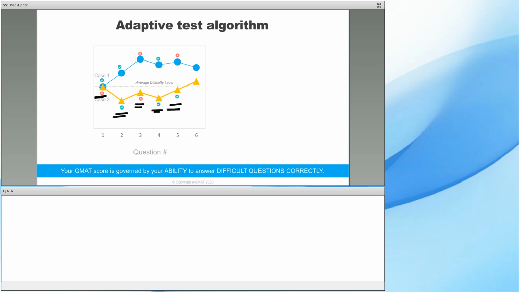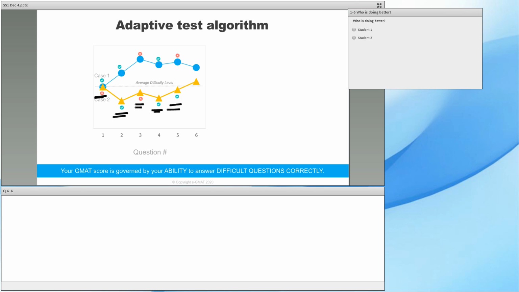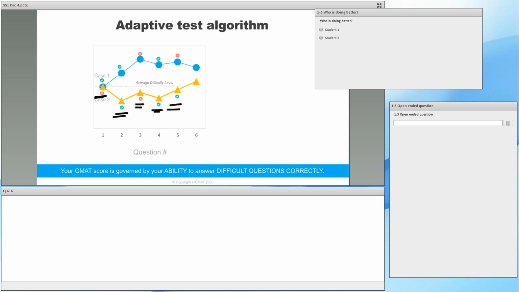Now, if I were to end the test at this point, at question number 5, who do you think would be doing better? Student 1 or student 2? A fairly simple question, and you can also put down your reasons as to why you think a particular student would be doing better. Again, remember, we are ending the test here. You can type your answers and press enter. So why do you think student 1 or student 2 would be doing better?